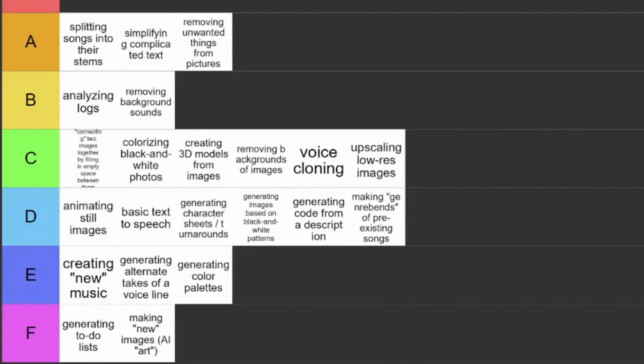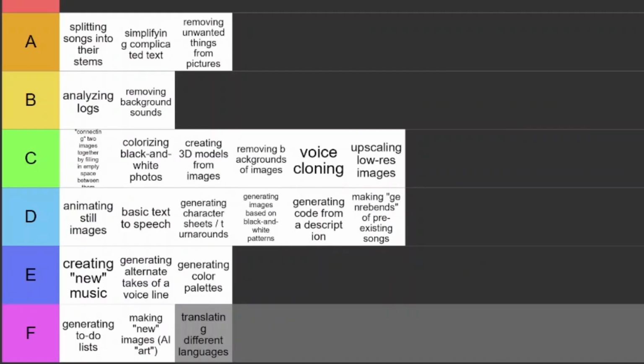Translating different languages is going in F. Language is a human thing, so the fact that AI thinks it can understand the nuances is just stupid, because AI doesn't understand the nuances of language the way a human could. So no, absolutely not.